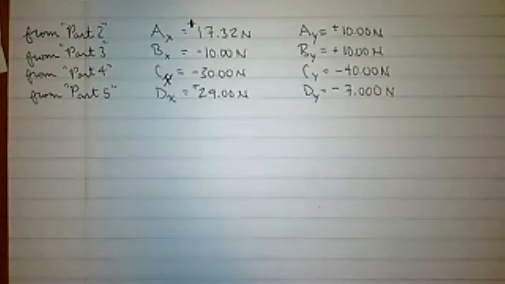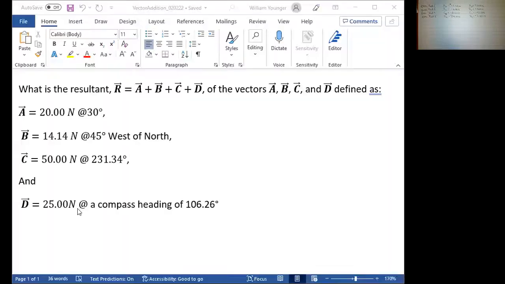I'm going to share my screen again for the last time. And we see that was in fact 25 newtons at a compass heading of 106.26. Now remember, a compass heading is 0 when you're headed north, it's 90 when you're headed east, and this is a little bit more than 90. In fact, it's 16.26 degrees more than 90.